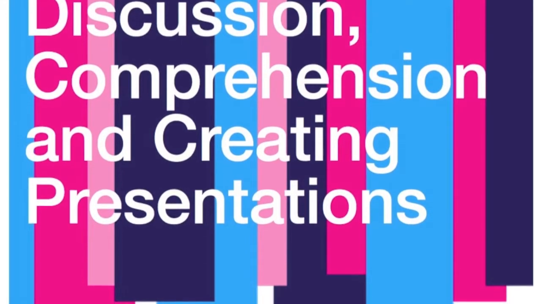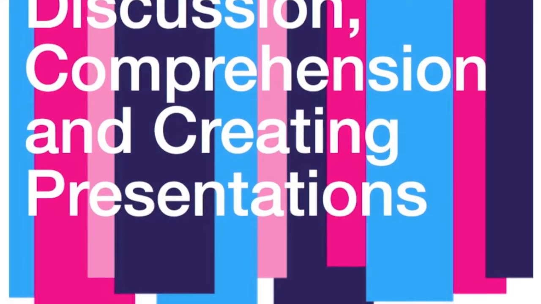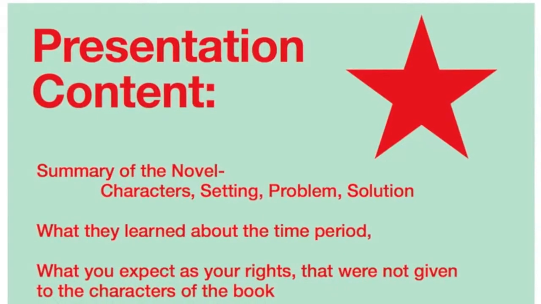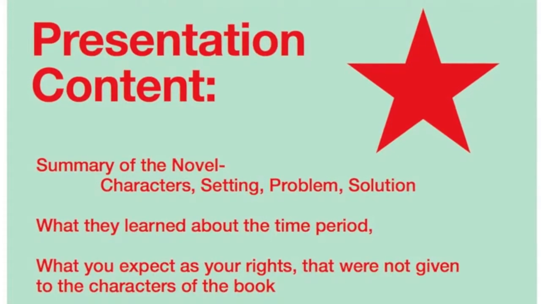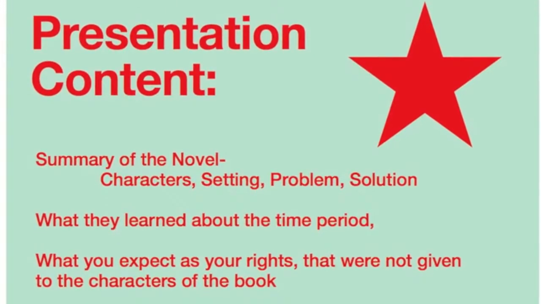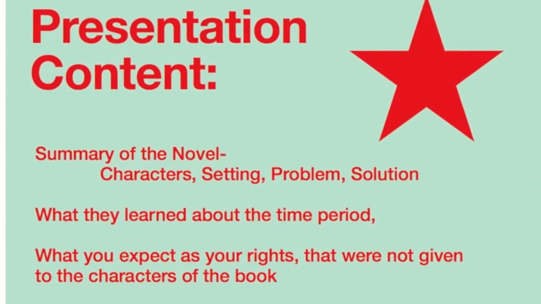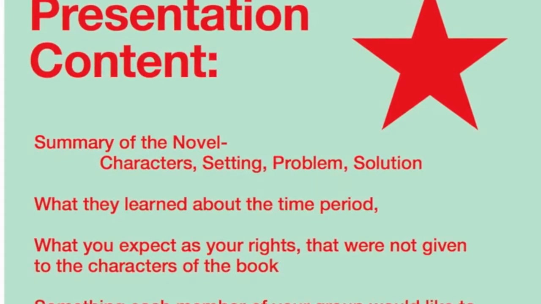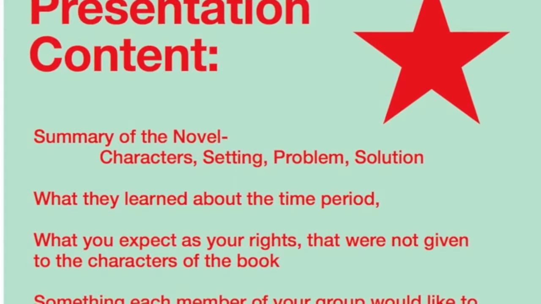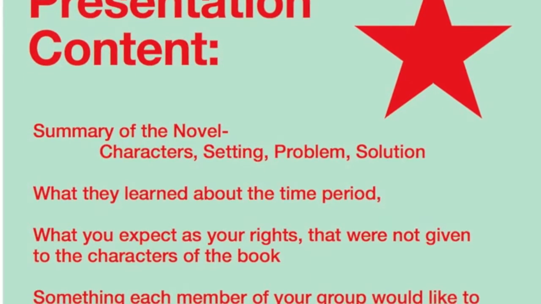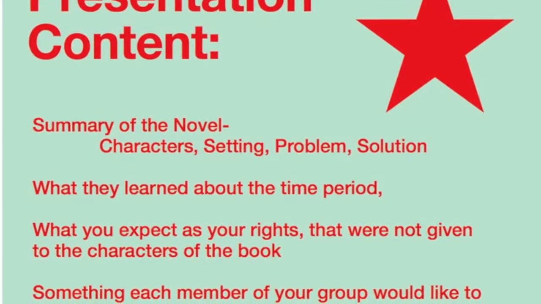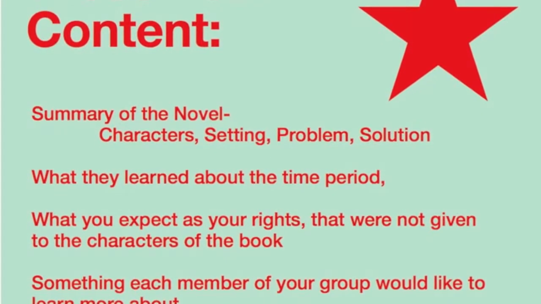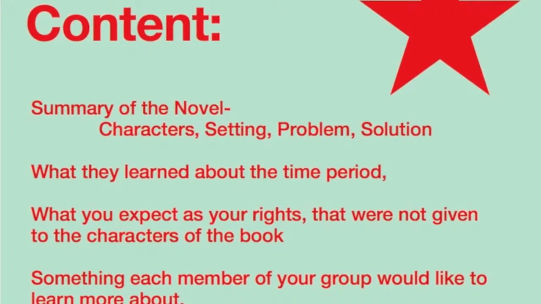The main idea for this share will be to allow students to compare and contrast the book they read with the books their peers read. Students will be required to include the following in their group presentation: a summary of the novel, including characters, setting, problem, and solution, what they learned about the time period, what things we expect as our rights now were not respected in the book, and each member of the group must also share something they would like to learn more about. The groups will be allowed to divide up their roles in the presentation as they see fit.